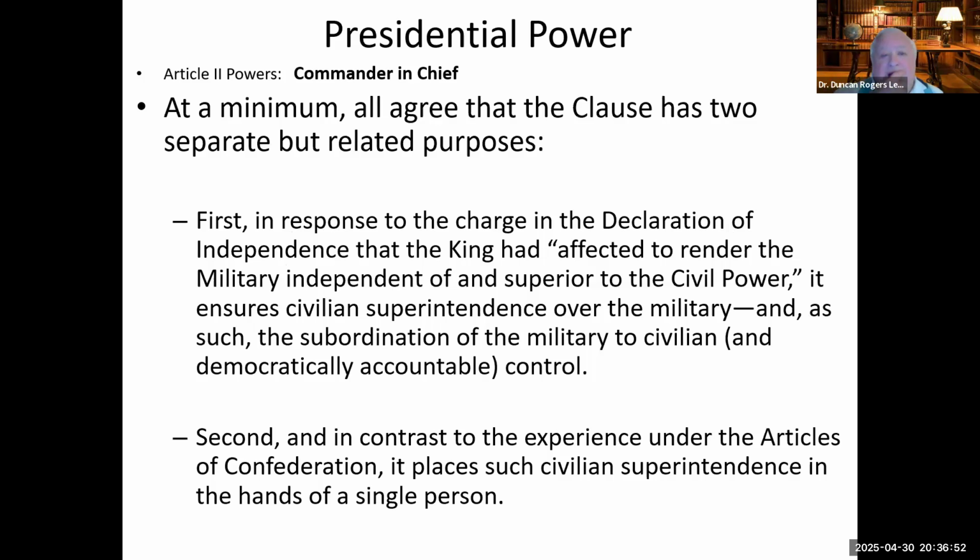Okay. Now, the clause has two separate and related purposes. First was in response to the charge of the Declaration of Independence that the king had affected to render the military independent of and superior to the civil power. In other words, before the revolution, the king could declare the military could do anything. It also explains another provision in the U.S. Constitution, in the Bill of Rights, that has never been the subject of a Supreme Court case. And that's the Third Amendment.